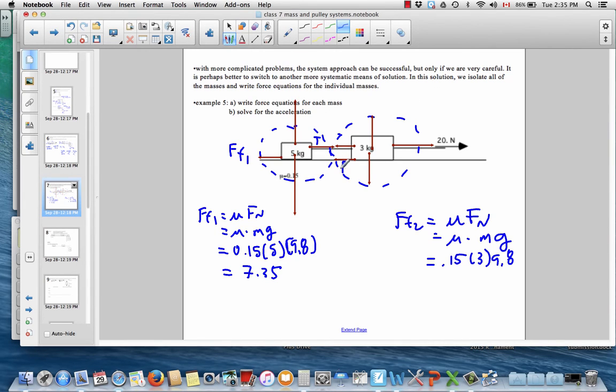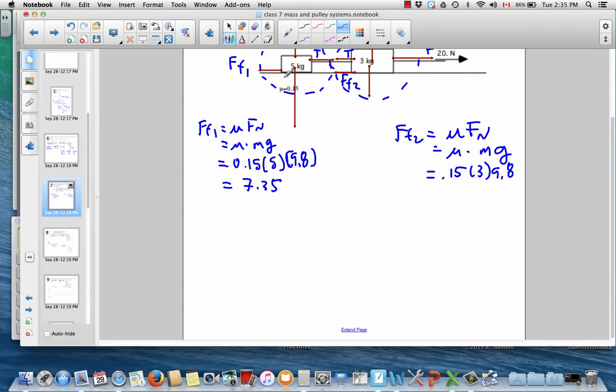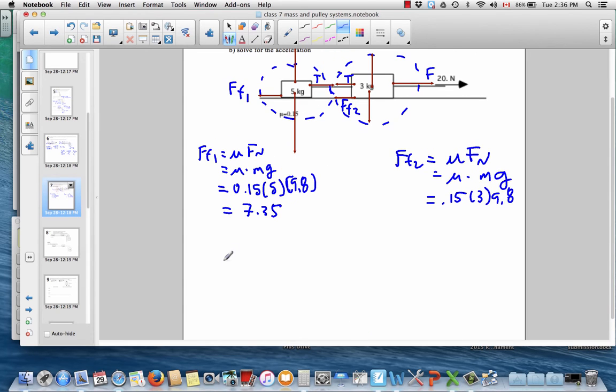That's friction 2. There's also tension pulling this block back. And then there's this applied force here of 20 newtons pulling it forwards. So we're going to write net force equations for each of those blocks. First of all, for the 5 kilogram object. So these objects are going to accelerate to the right. So the net force must be to the right. That tells us the tension exceeds friction.